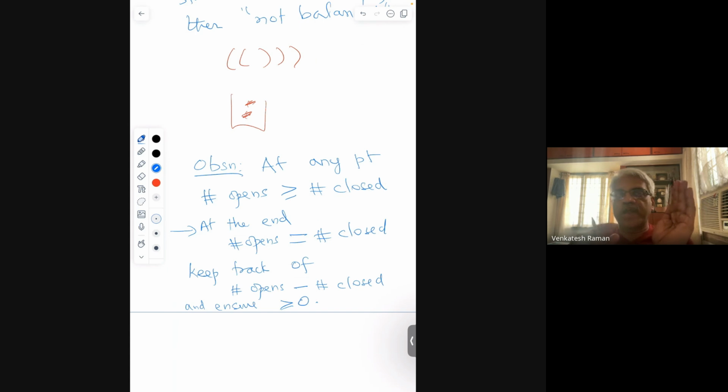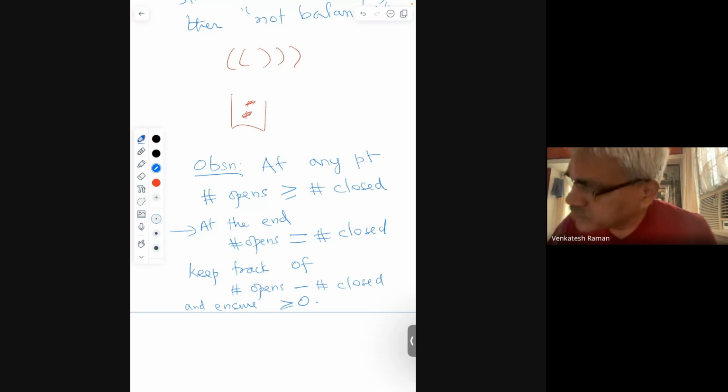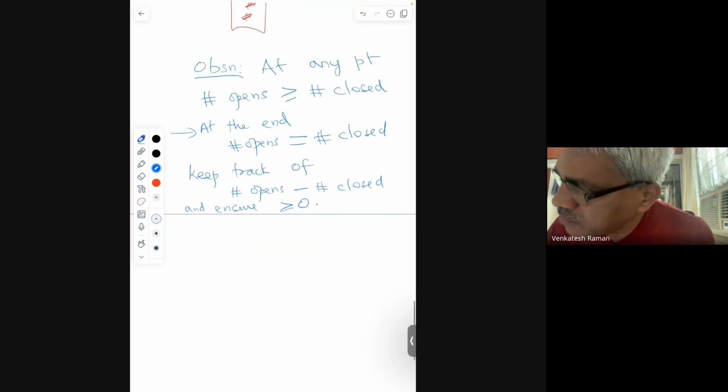Whenever you see an open bracket, increment that counter. Whenever you see a closed bracket, decrement the counter. That's it. If the counter gets below 0, you have a problem. If it remains greater than or equal to 0, no problem. At the end, it should become 0. That's all. So the algorithm would be to maintain.